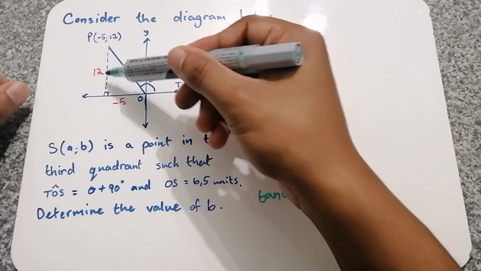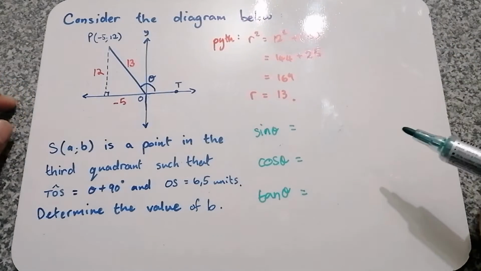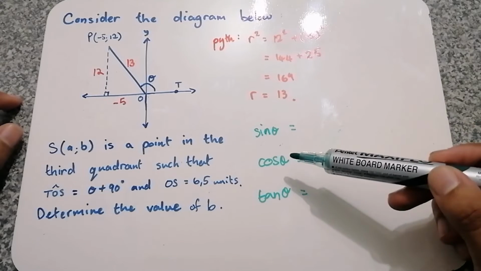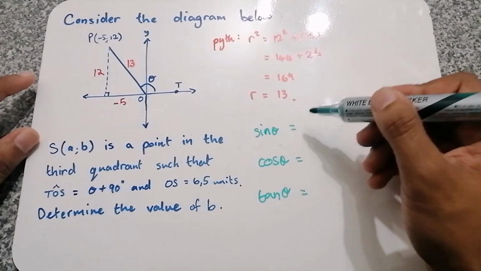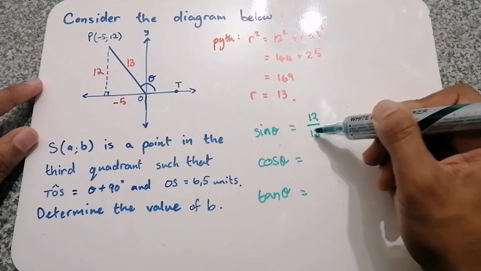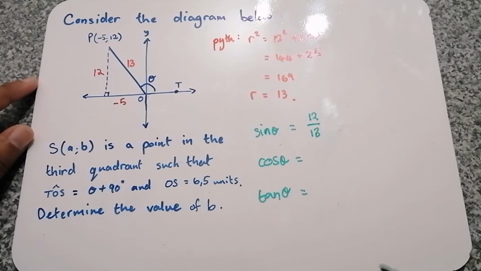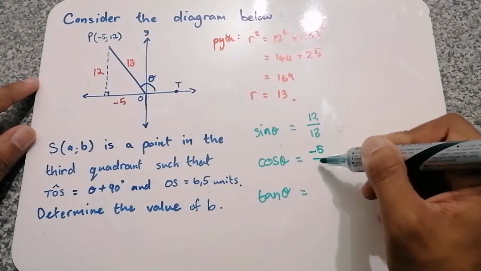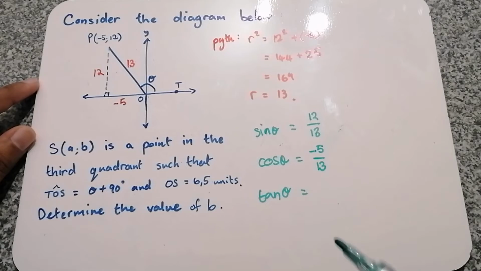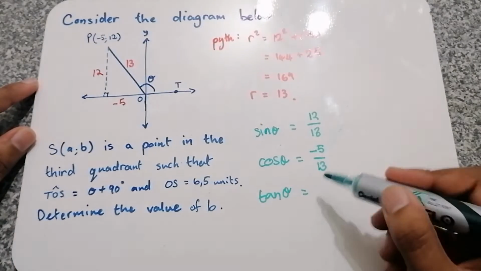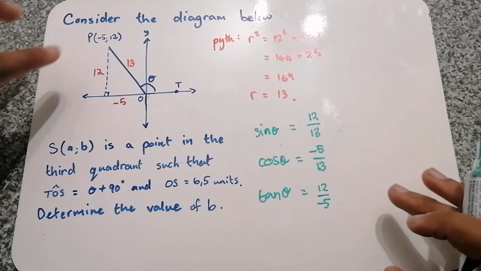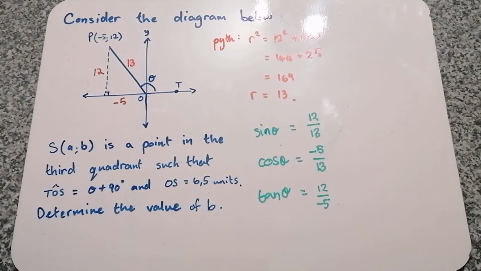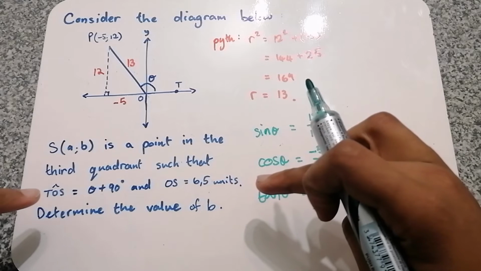Now with these lengths, 12, -5, and 13, we can find the ratios for sine theta, cos theta, and tan theta. Sine would be opposite over hypotenuse, so that's 12 over 13. Cos is adjacent over hypotenuse, which is -5 over 13. And then tan, lastly, is our opposite over the adjacent, which is 12 over -5. All of these we can find from the triangle sketched in our Cartesian plane. Now, let's answer this tricky question.